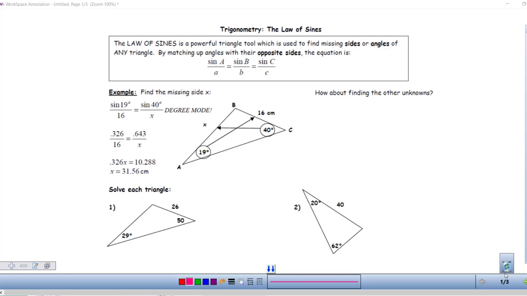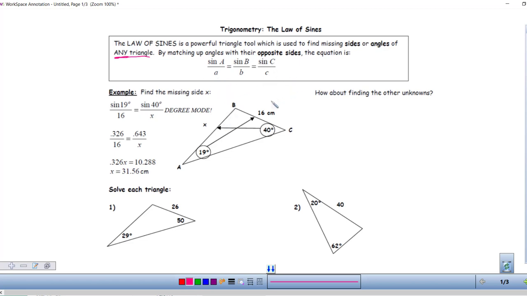Today we're going to learn about the law of sines. So far we've learned about sine, using that with opposite and hypotenuse in right triangles. But the law of sines is something that we can use for any triangle. So by matching up the angles and the opposite sides, we can say the sine of angle A over side A is equal to the sine of angle B over side B, which is also equal to the sine of angle C over side C.